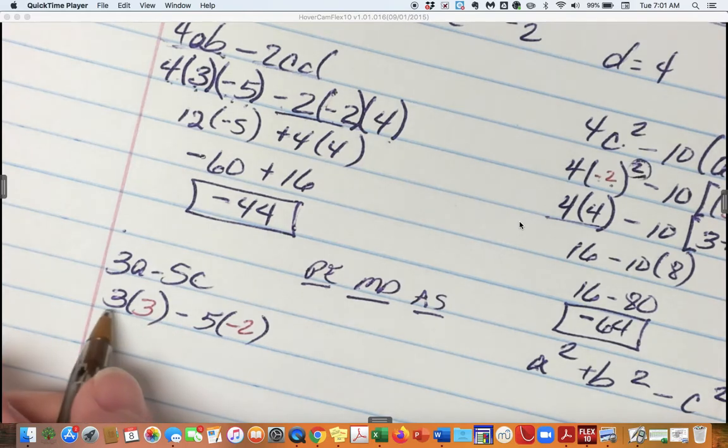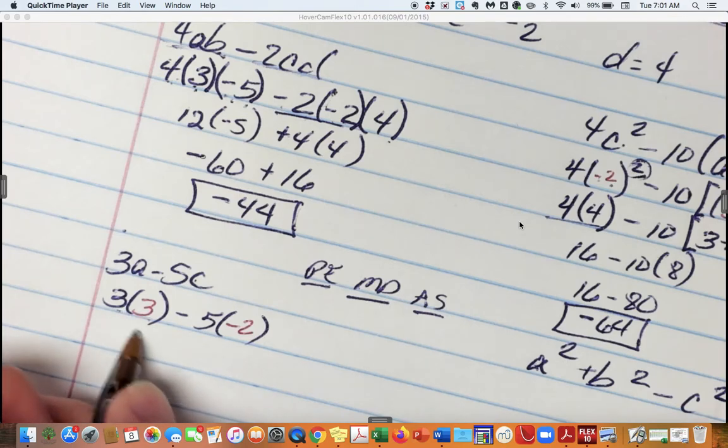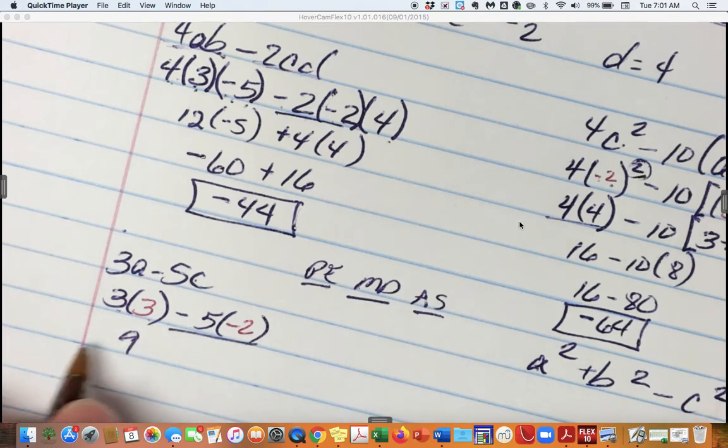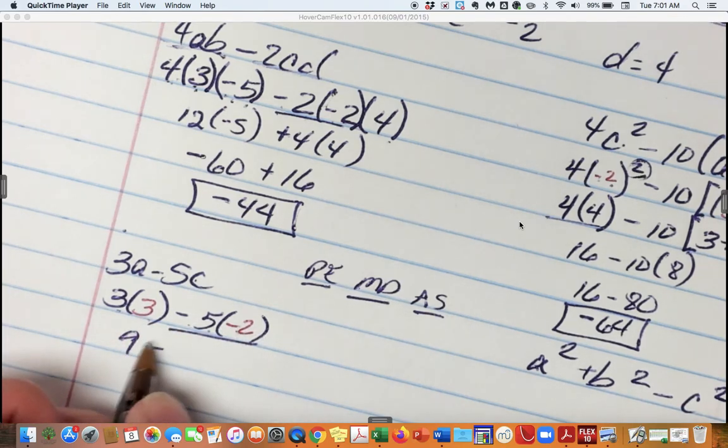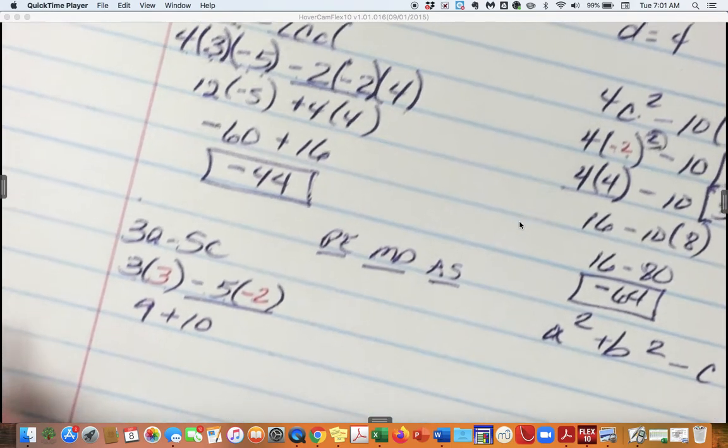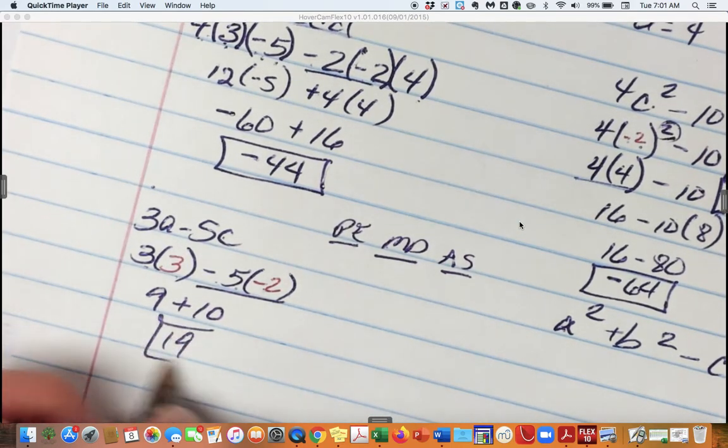So we don't have grouping symbols or powers, so we're going to start with multiplying. 3 times 3 is 9. Over here we're going to multiply these two. Negative 5 times negative 2 is a positive 10, so you link it with that sign. So we have 19 here.